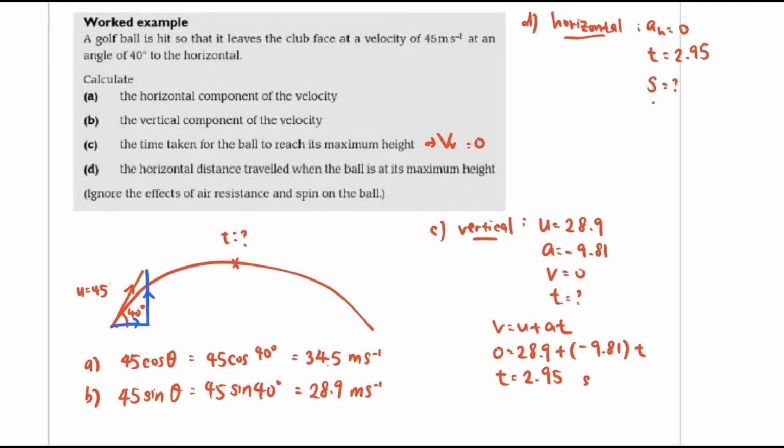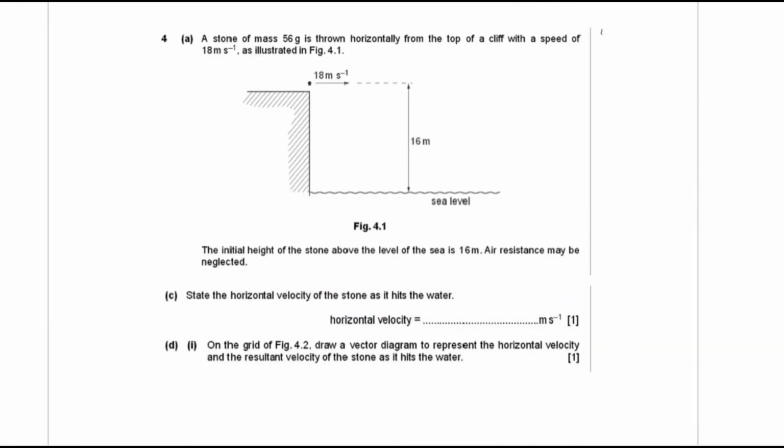So we are looking for the s. We have the u. The u is 34.5 for the horizontal component. So we use s equal to ut. The half at squared is gone because the acceleration is 0. So s equal to 34.5 times 2.95. Then you will get 101.8 meters. So this is projectile motion in this particular way.